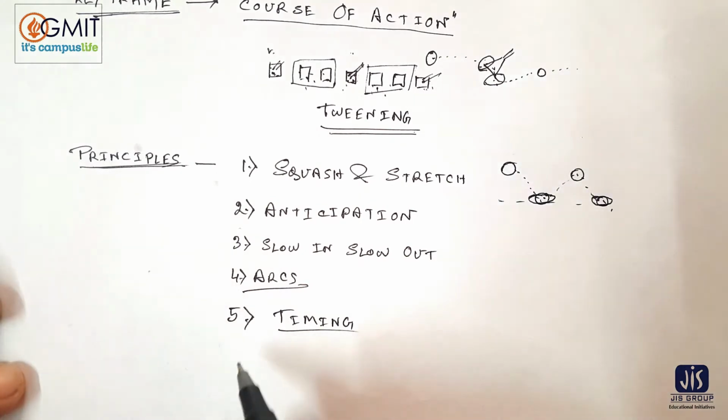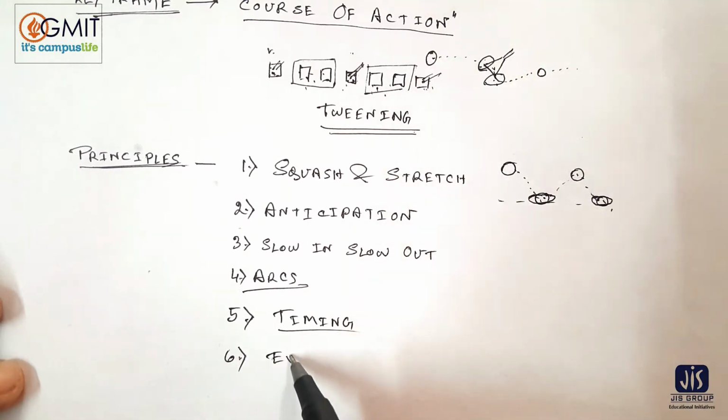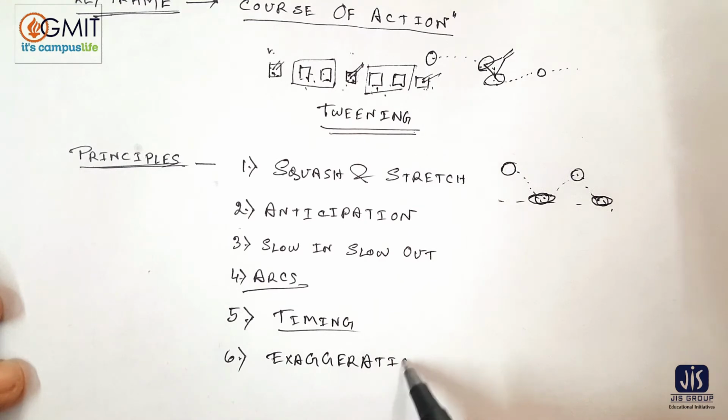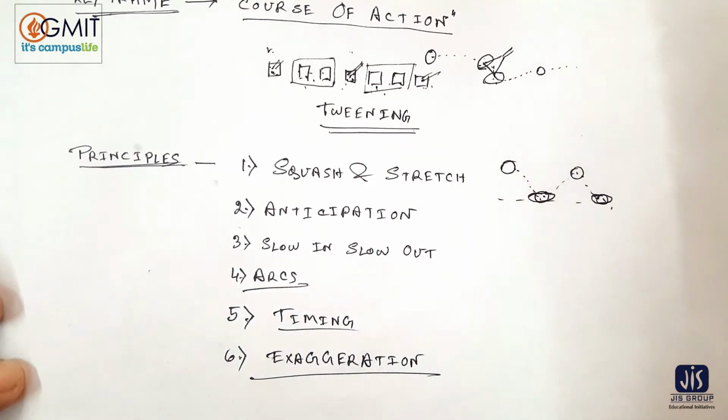Next point, exaggeration. What is this? Exaggeration of action can make it seem real. For example, the eyes of a character coming out of the sockets when he or she sees something startling. So this may be an example of exaggeration.